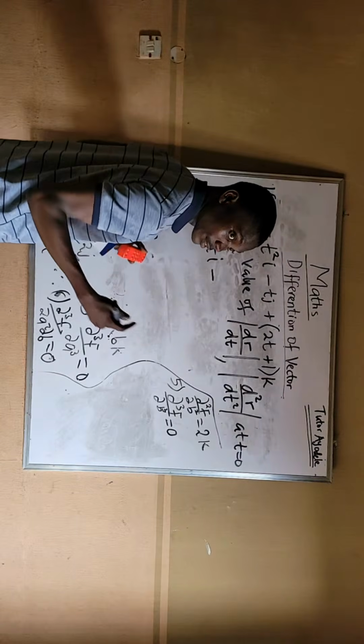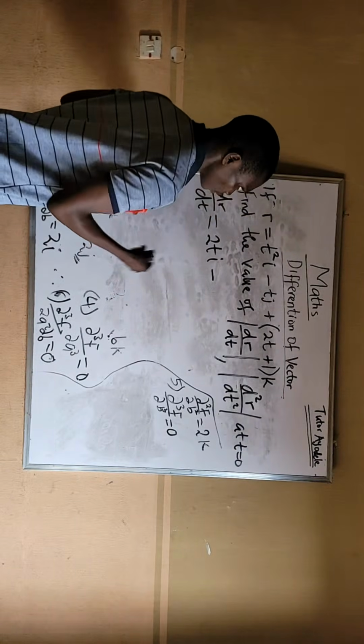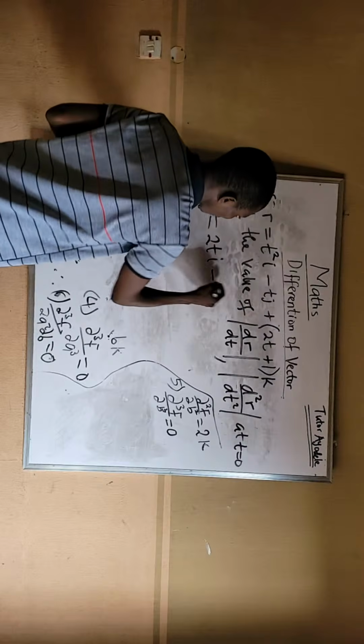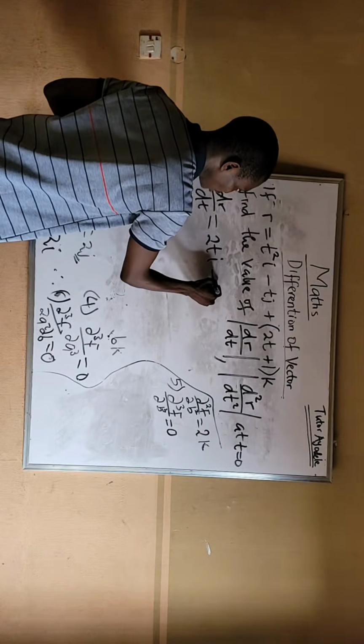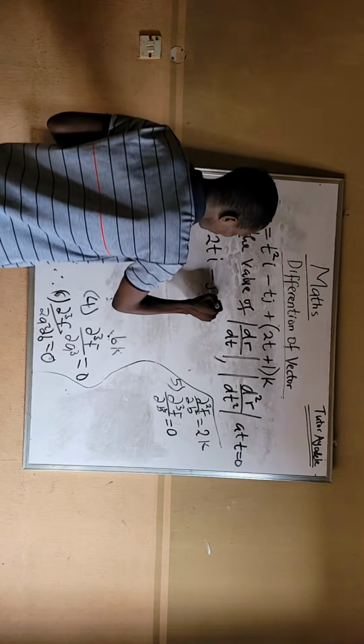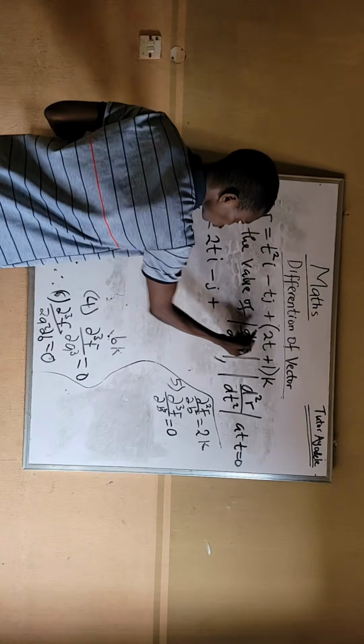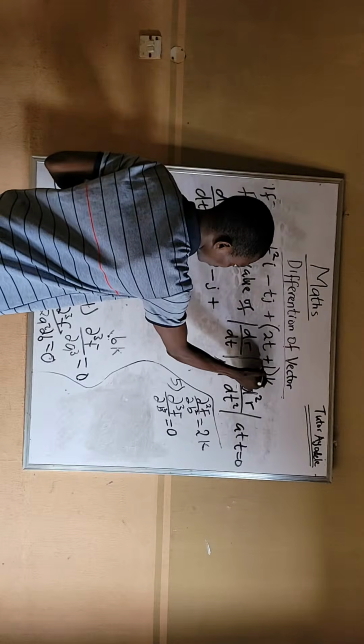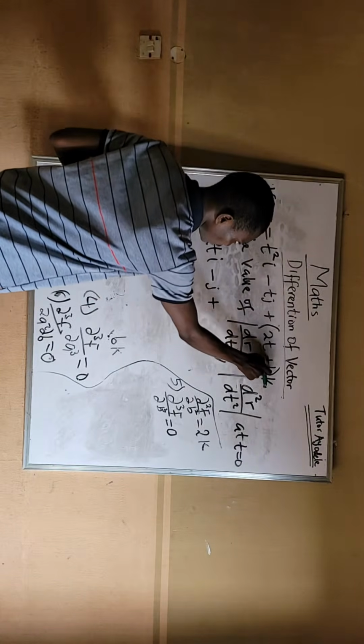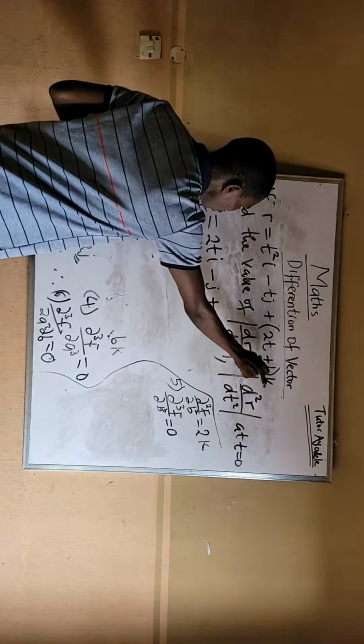Minus t. If you differentiate t, it will give you 1. So it will be 1j, and 1j is the same thing as j. Plus, if I differentiate 2t, now this one does not have t, so it's a constant. This is a constant number, so it will be 0.